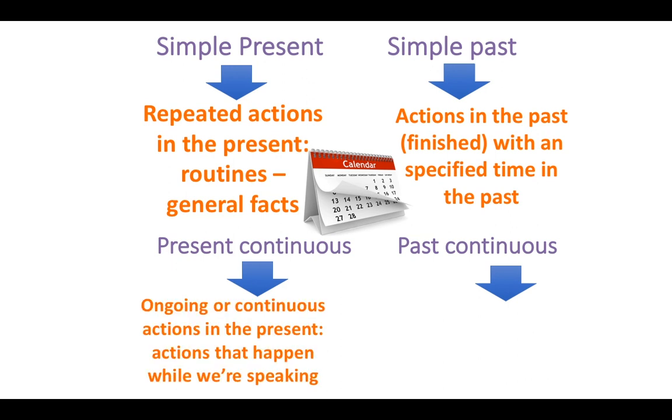Present continuous. We use it to describe actions that are ongoing or continuous in the present, actions that happen while we're speaking or as we speak. And we use the past continuous to talk about ongoing or continuous actions in the past. So, that was my review for tenses in the past, the present, and in the future.